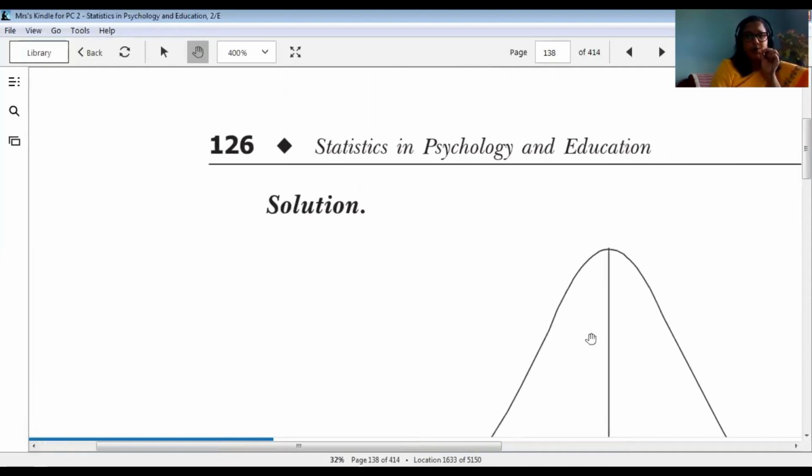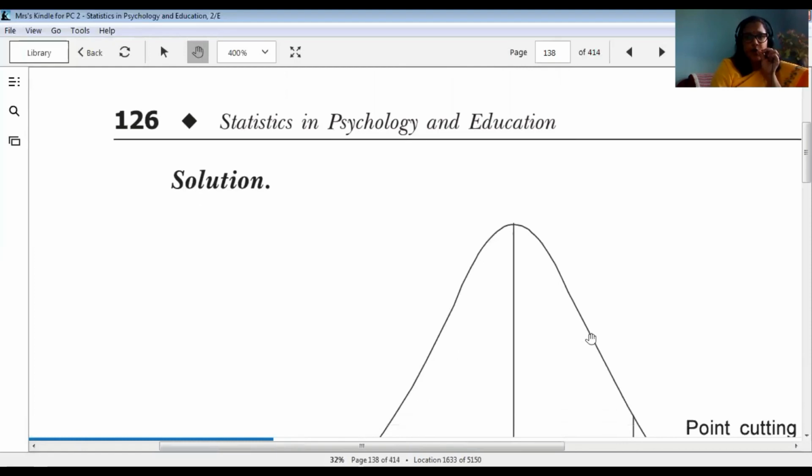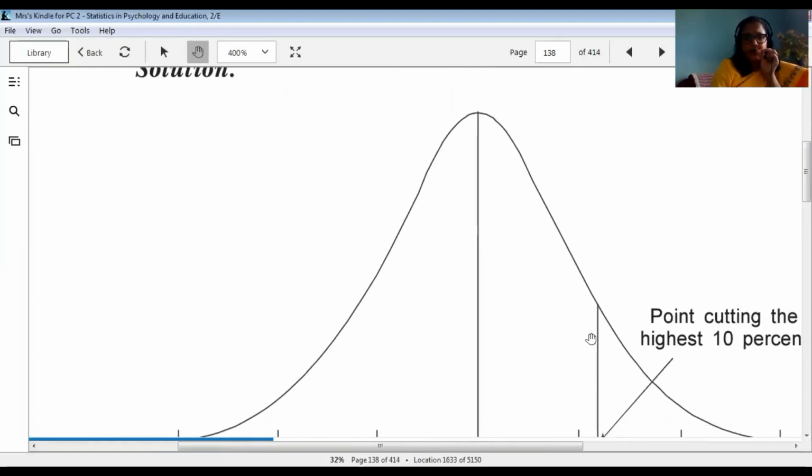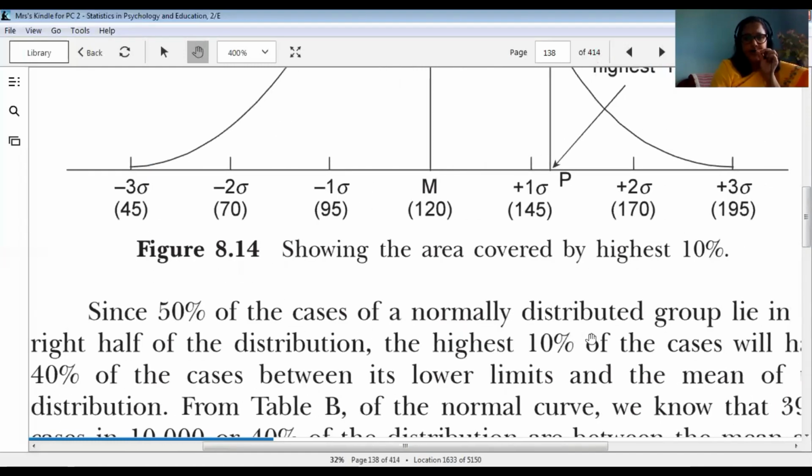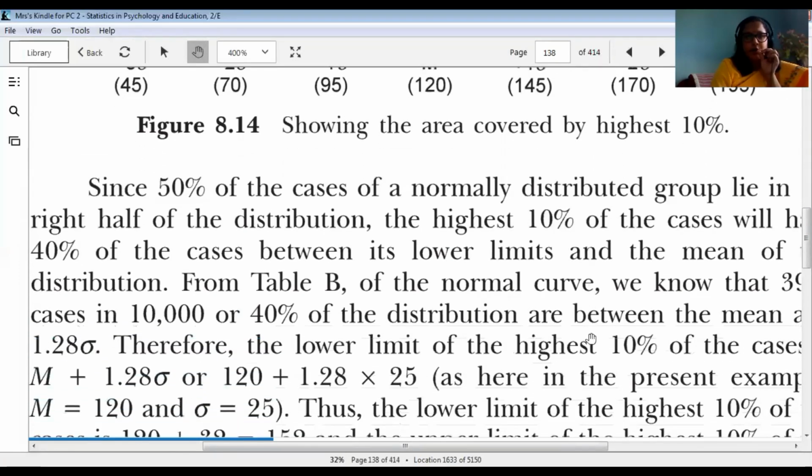So here, what you will do is this. As we all know, 50% of cases lie on both sides of the mean. So here the highest 10% of the cases will have 40% of the cases between its lower limit and the mean of the distribution.